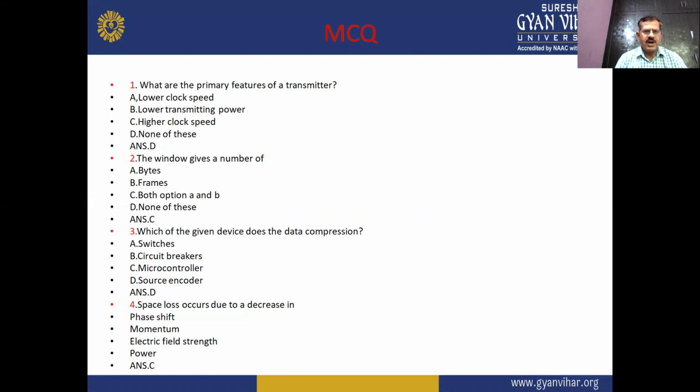Next, the window gives a number of: option A, bytes; option B, frames; option C, both option A and B; and option D, none of these. The window gives a number of bytes as well as frames. So the correct answer here is option C.